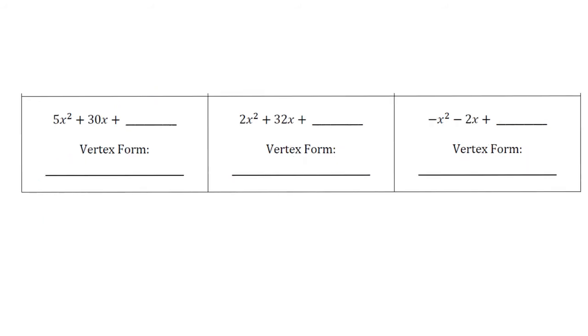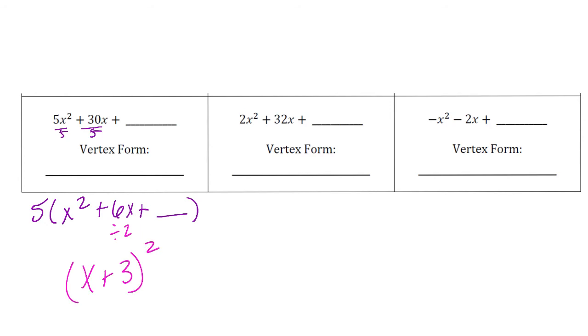Looking at these, they all have a number we need to take out. So remember, you divide it by each of those numbers. Then we divide that middle term by 2. Don't forget to bring down the number on the outside. So 3 squared is 9. That's what goes in our first blank. Then we need to distribute that 5 back out to get the 45 that goes in the blank up top for our standard form. And our vertex form is in the parentheses at the bottom.